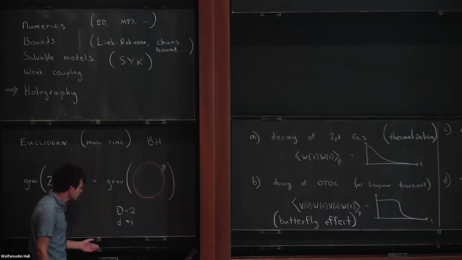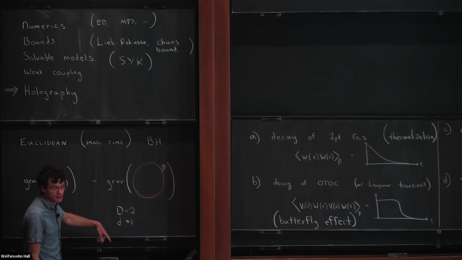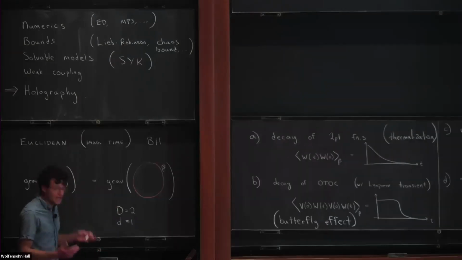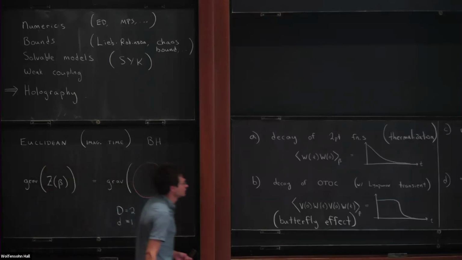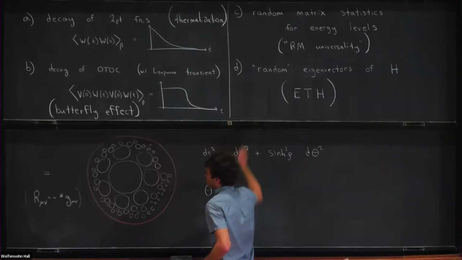I'm first going to draw pictures for you for the case where the bulk theory has 2 space-time dimensions. So the black hole is like a 2 space-time dimensional black hole. The boundary theory has 1 dimension. So 1 space-time dimension means it's just time. So it's quantum mechanics. Okay, so what does the geometry look like?